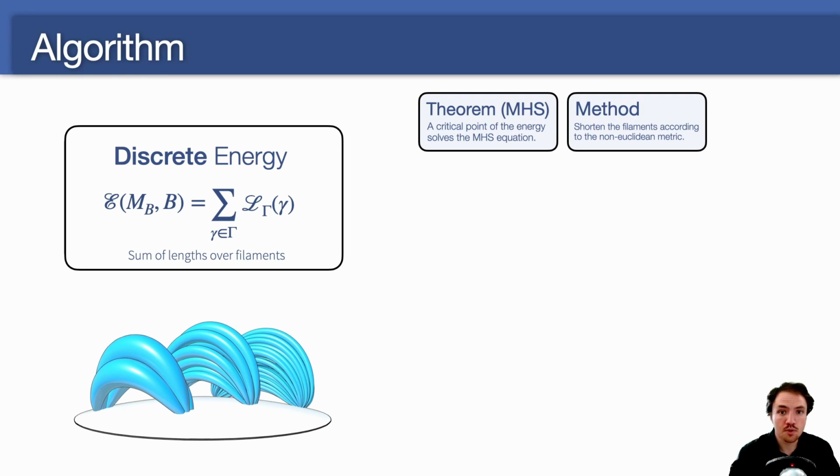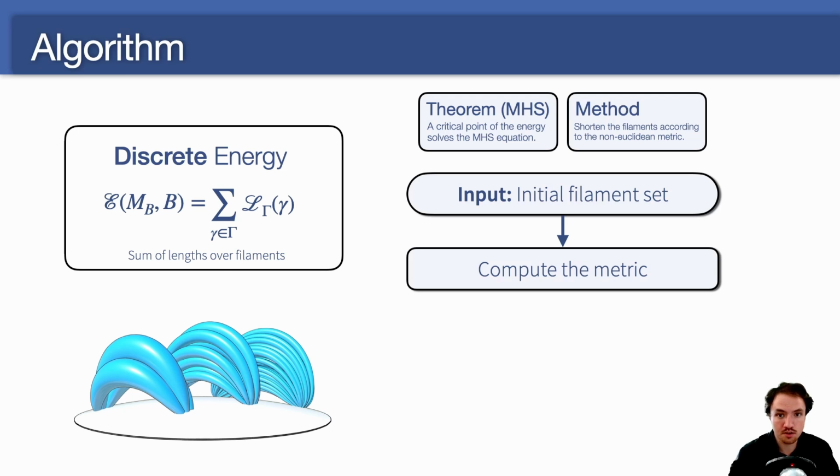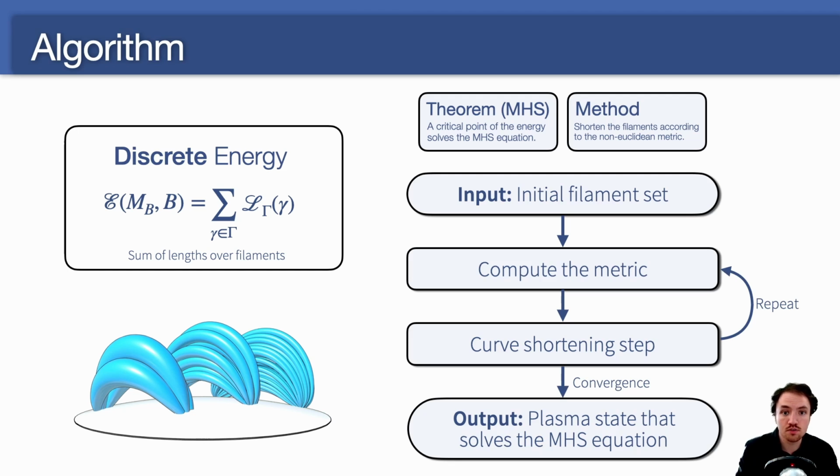As the input, we have an initial set of filaments. On these filaments, we then compute the non-Euclidean metric. Knowing the metric, we then perform a curve shortening step, shortening the length in that particular metric. This will slightly move the filaments, and thus we have to recompute the non-Euclidean metric again. We repeat this process until convergence, where we have reached our desired critical point of the discrete energy. The resulting filaments then represent a valid solution of the magnetohydrostatic equation according to our model.